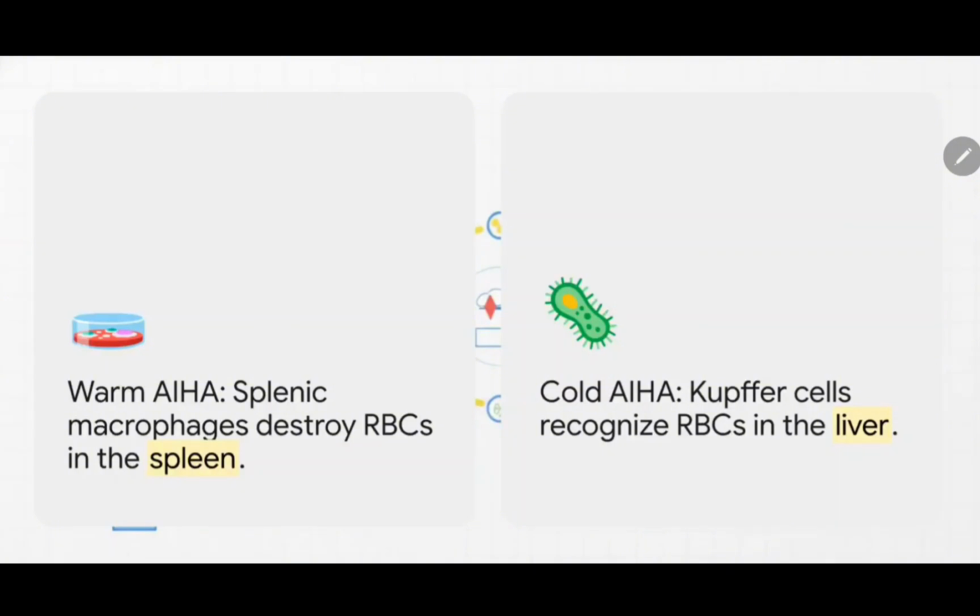In warm AIHA, the IgG-coated RBCs are recognized by the Fc receptors on macrophages primarily in the spleen. This leads to extravascular hemolysis, which is exactly why these patients get moderate splenomegaly and jaundice. But in cold AIHA, the IgM-coated RBCs trigger complement activation, and they are primarily recognized by Kupffer cells in the liver. So remember, spleen for warm, liver for cold.